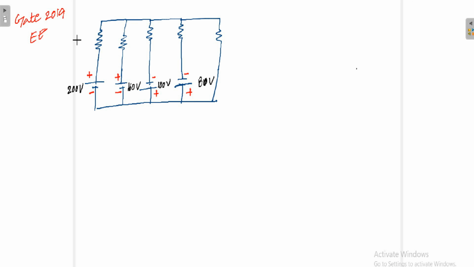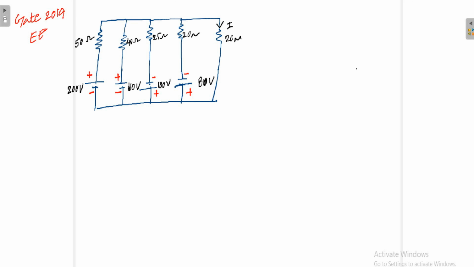They have given the values like 50 ohms, 40 ohms, 25 ohms, 20 ohms, and this is also 20 ohms. They have asked you to find the current flowing through these 20 ohms by using Millman's theorem. They didn't specify anything, like use Millman's theorem or Thevenin's theorem. Just find the current flowing through these 20 ohms.